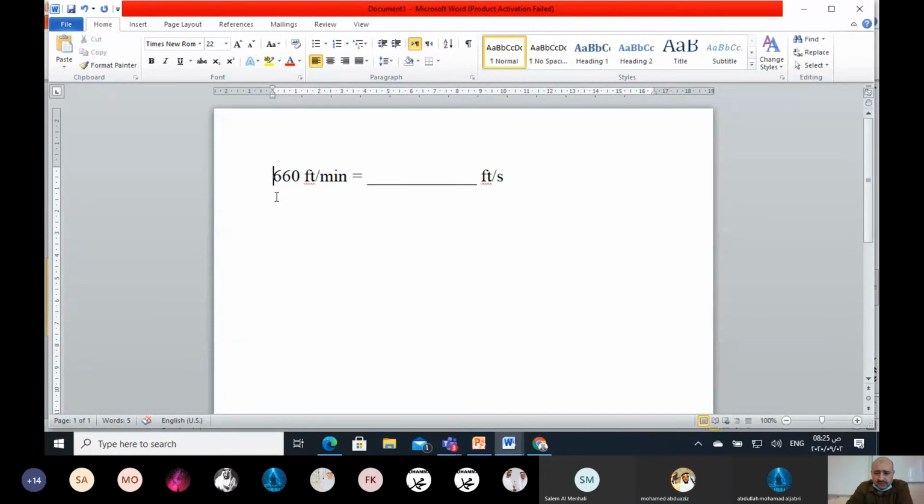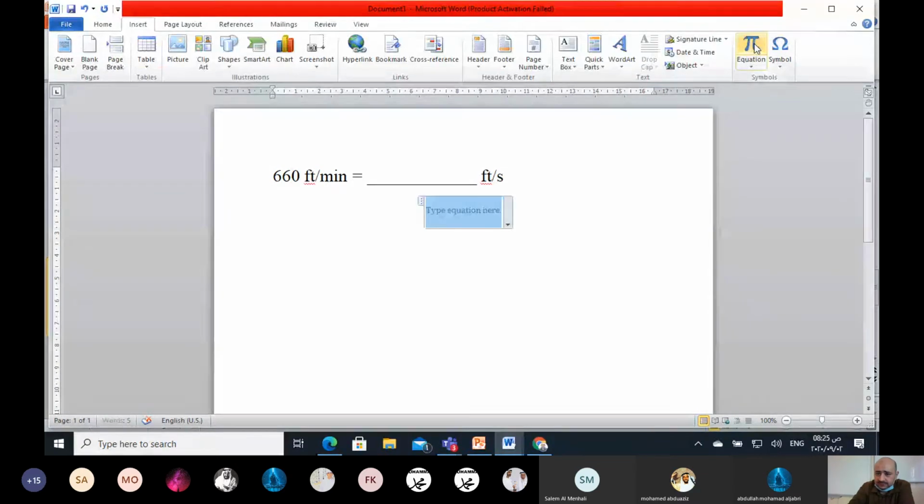The first example, just listen. The second example, inshallah, we will do it together. Okay, listen here. Look to the first sentence. What do I have here? I have 660 feet per minute. Feet per minute. At the first step, what do I do? Write this sentence as a unit rate.